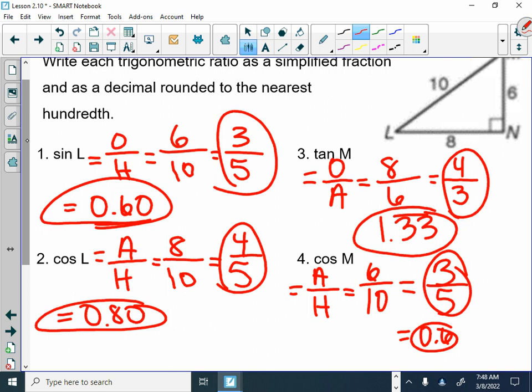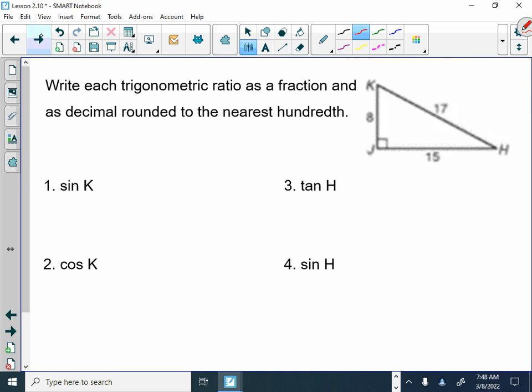Alright, with those around you, I would like you to do the next 4. So you're looking at a different triangle, still same approach. Write each trig ratio as a fraction. I don't think any of these fractions can reduce. And then as a decimal, round it to the nearest hundredth. I'll give you 1 or 2 minutes to do those. Work with those around you, compare your answers. You're doing the exact same thing we just did, just with a different triangle. Use your SOHCAHTOA.